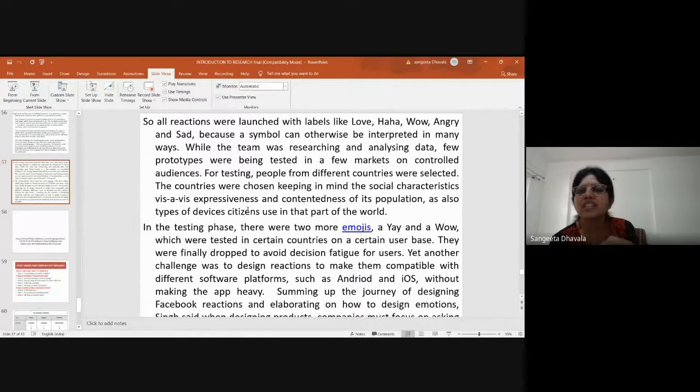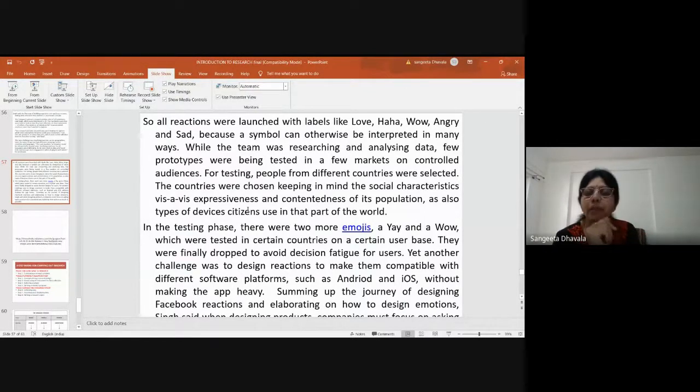While the team was researching and analyzing the data, few prototypes, few models were being tested in a few markets on controlled audiences. For testing, people from different countries were selected. The countries were chosen keeping in mind the social characteristics vis-a-vis expressiveness and contentedness of its population, as also types of devices citizens use in that part of the world. That is basing on the user interface, right?